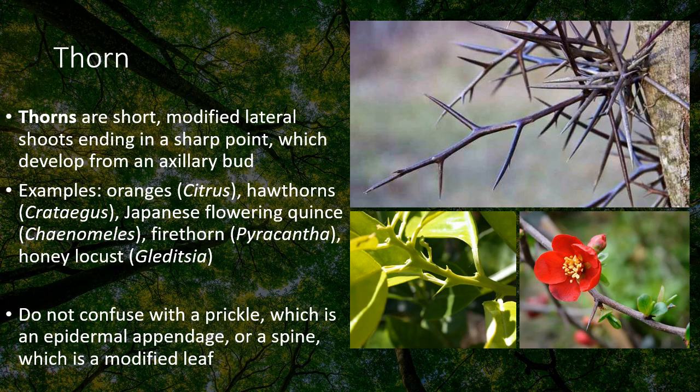And another example would be Chaenomeles, the flowering quince, which is this beautiful red flowered plant. And you can see once again that there is a thorn emerging from that node just above the flower.